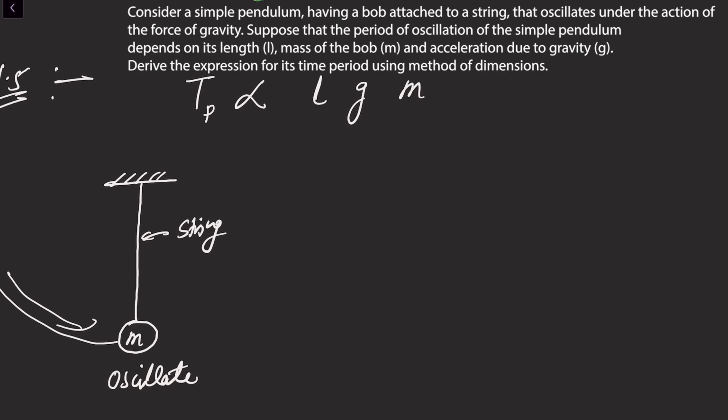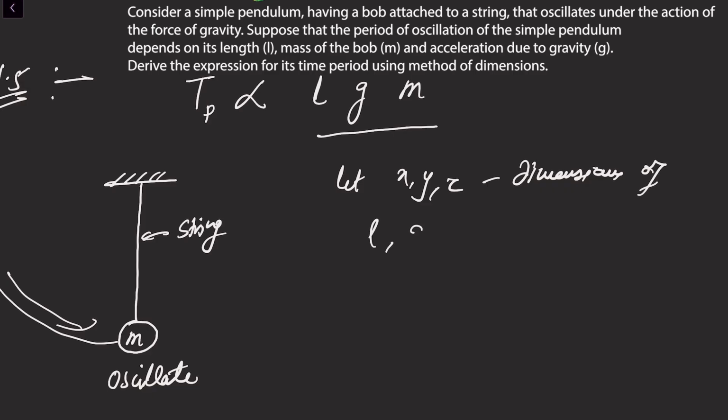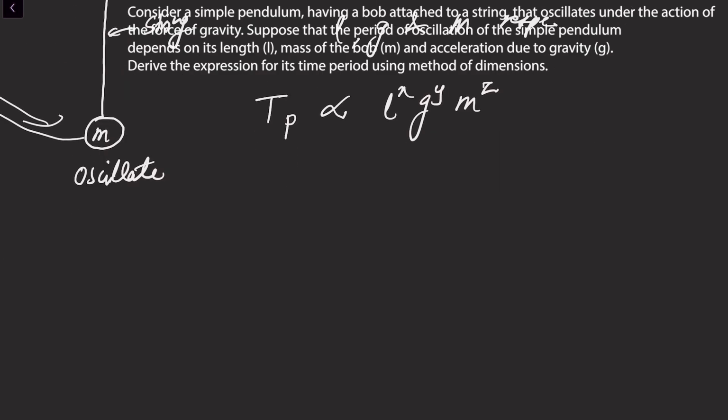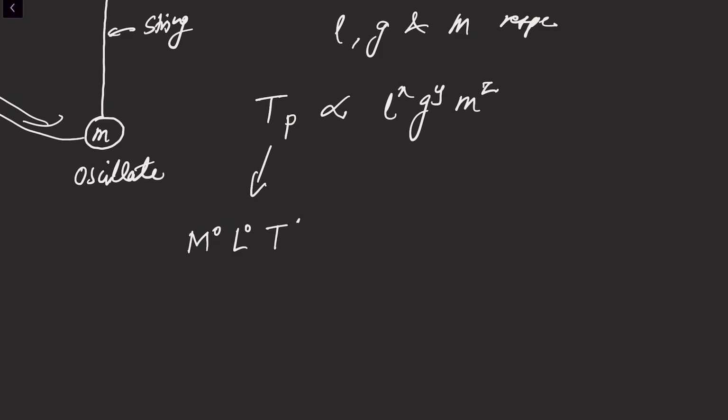So how do we do that? For deriving the dimensions, we need to consider certain variables. Let x, y, z be the powers of L, g and m respectively. So time period of the simple pendulum will be dependent on L to the power x, g to the power y, and m to the power z. Now let us write it in a dimensional equation. So for T it will be M⁰ L⁰ T¹, right? What about the right hand side here?